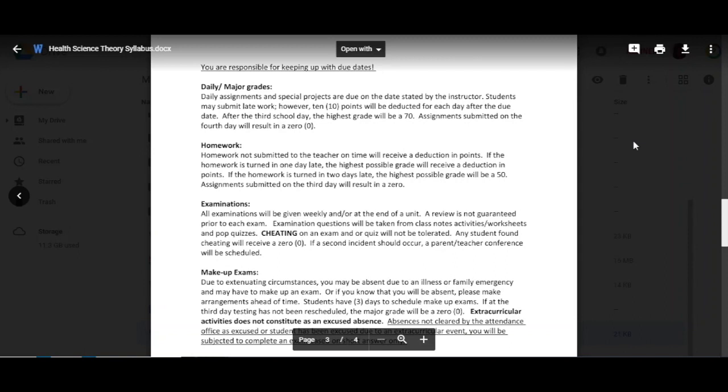Cheating on an exam or a quiz will not be tolerated, and any student found cheating will receive a 0. You can ask any student that has tried it. They've received a 0. And no, you cannot retake it. You cannot have a makeup. You cannot have a different test. You cheated. So no, it's 0. If a second incident should occur, a parent-teacher conference will be scheduled.